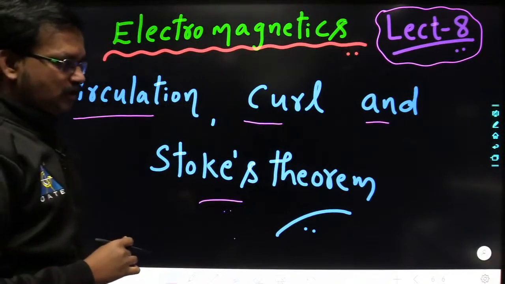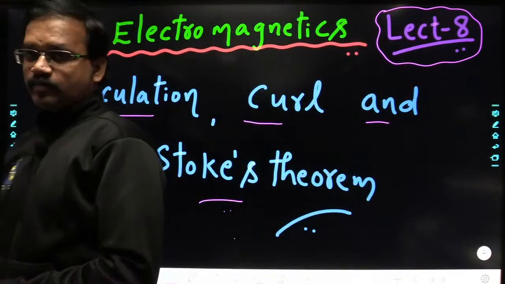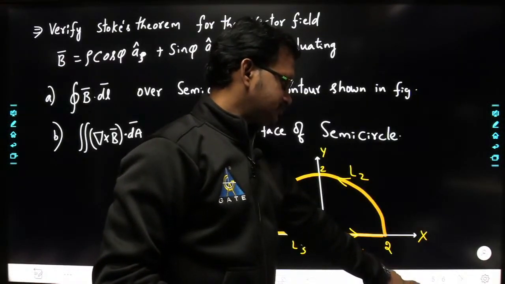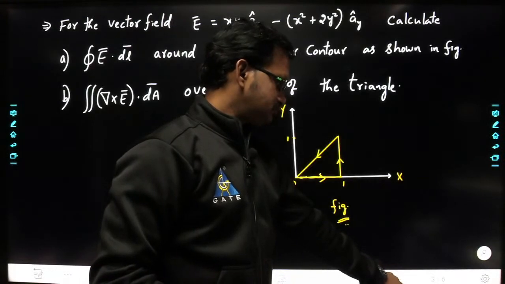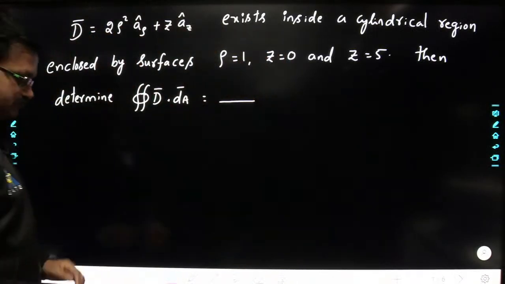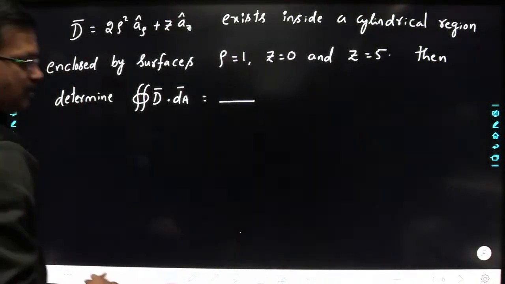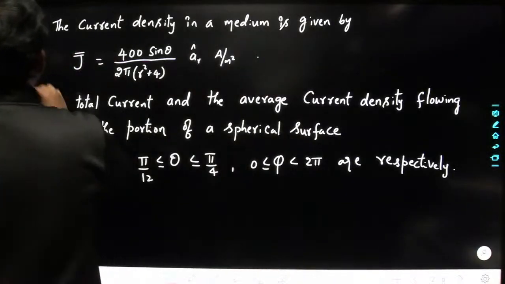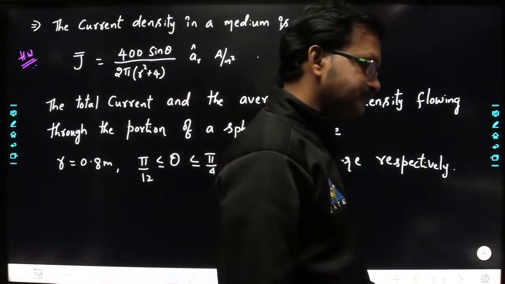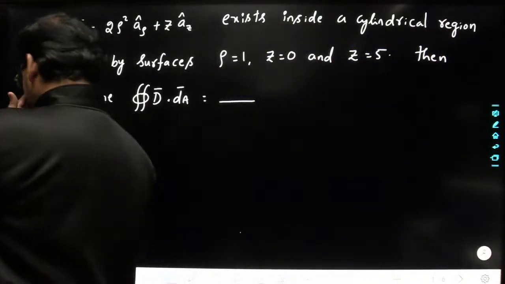Have you done the problems which I have given yesterday? Yesterday I have given homework problems. Have you done the homework problems? So these are the problems I have given. This one I have given as homework problem yesterday, and the next one is also a homework problem. Have you done these two problems here? Done? Okay, very good.